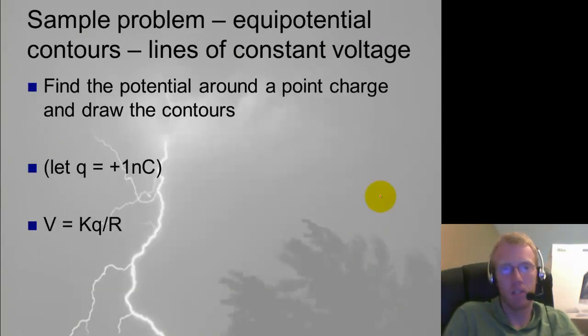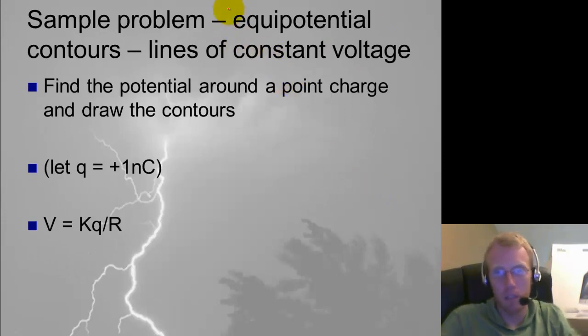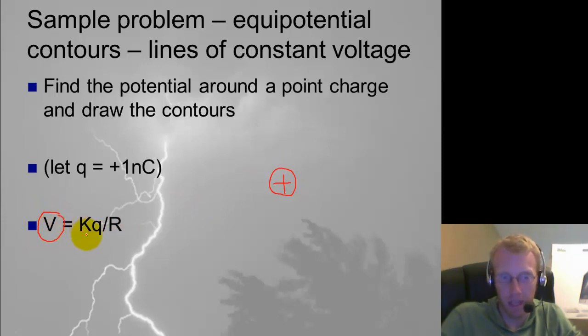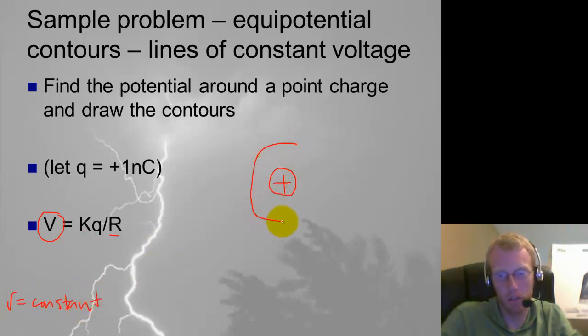Okay, so sample problem, equipotential contours, lines of constant voltage. Find the potential contours around a point charge. So if we just had a positive charge here, okay, well, the formula KQ over R, in order to have the voltage be constant, K is constant and R is constant, so the only way to have the voltage be constant is to have R be constant. The formula, R equals constant, if you remember from math class, in polar coordinates, R equals constant is just a circle of a certain radius.